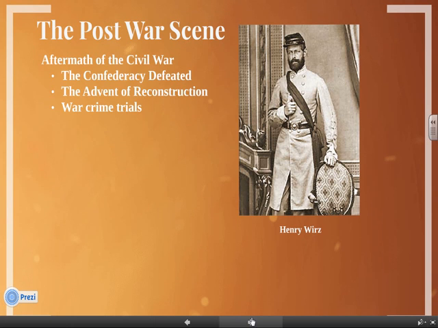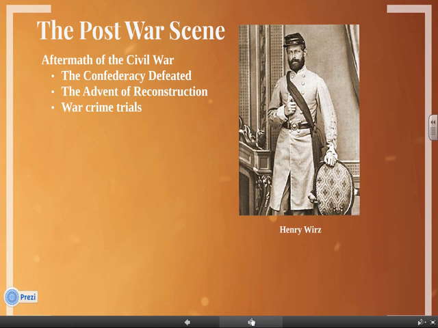Okay? This was done to keep England and France from recognizing the South, the Confederacy of the United States. And by doing so, kept them out of the Civil War. All right? Kept it a purely internal matter.